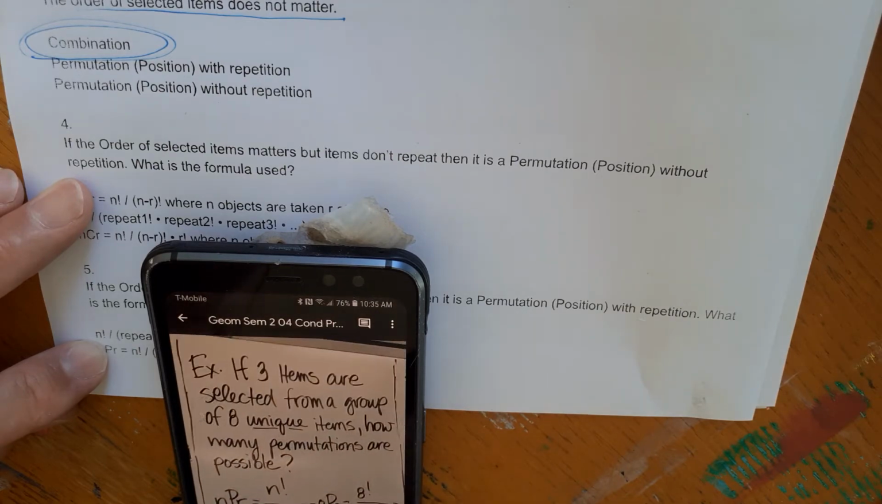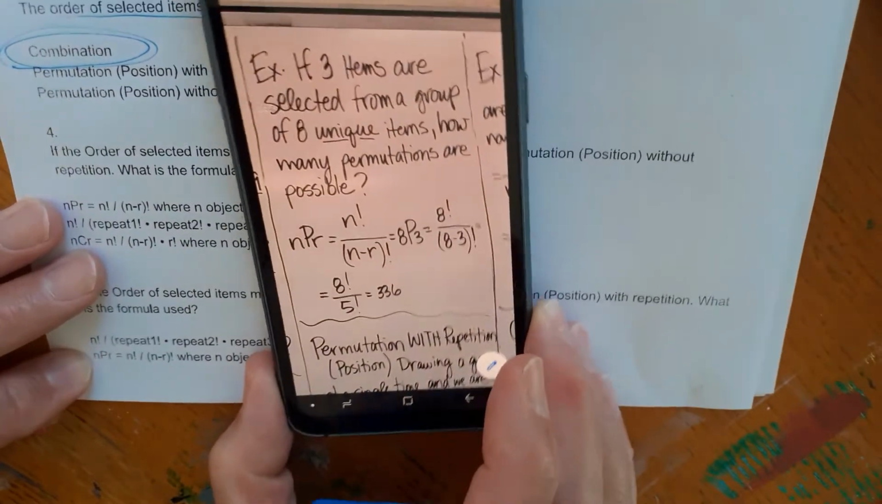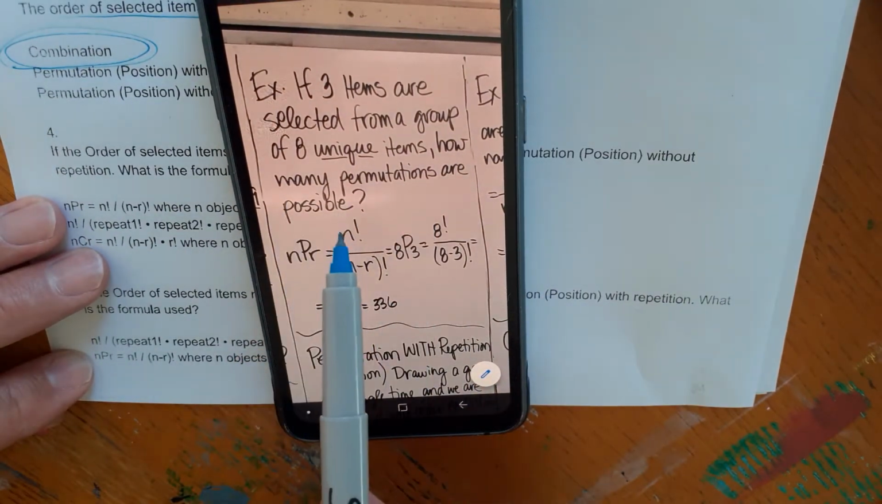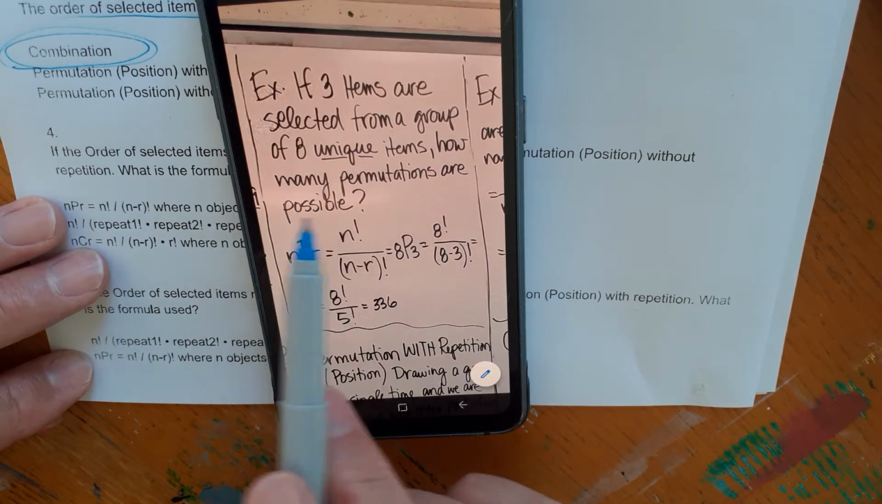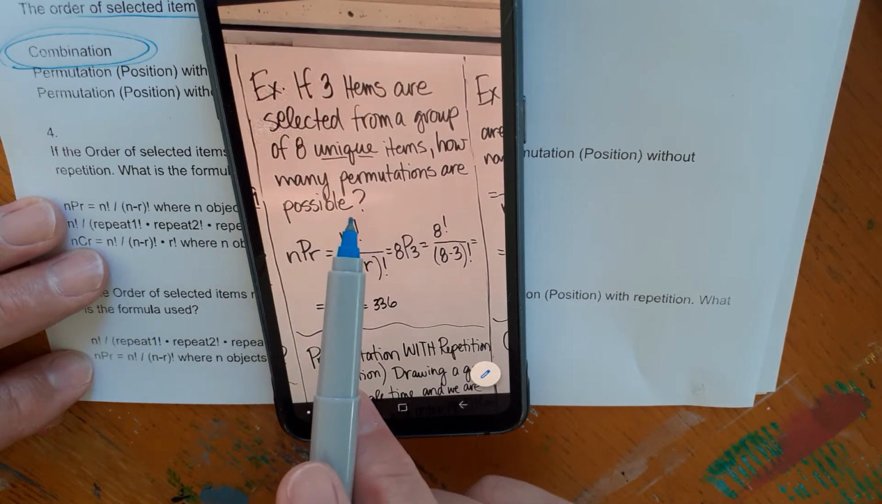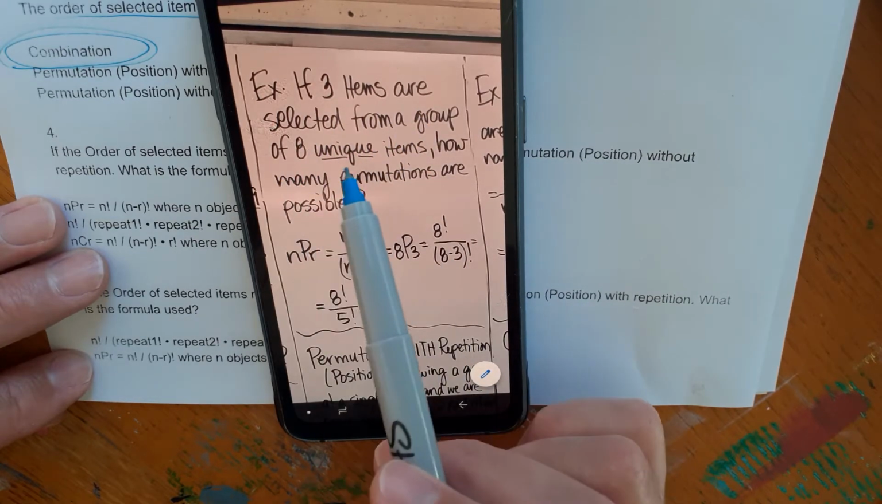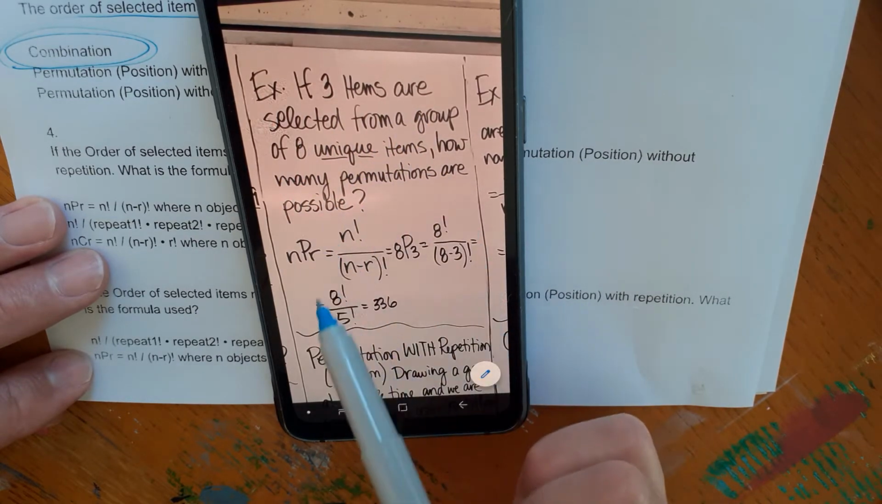Sorry. Let's jump back to the notes. And here's the example in the notes, right? And the reason I'm keeping notes is you're not memorizing this at all. You're just reading the notes, trying to go through the definitions and read them a little bit closer. This one says if 3 items are selected from a group of 8 unique items, how many permutations are possible?